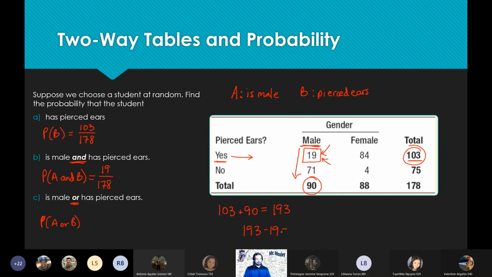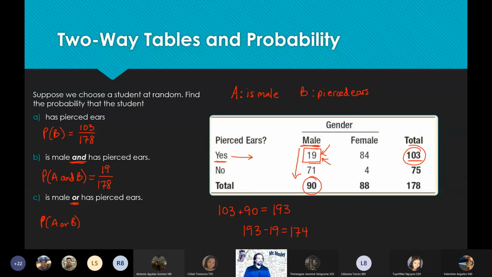193 minus 19. And we get 174. Excellent. Now, this makes sense. This is less than 1, which works.